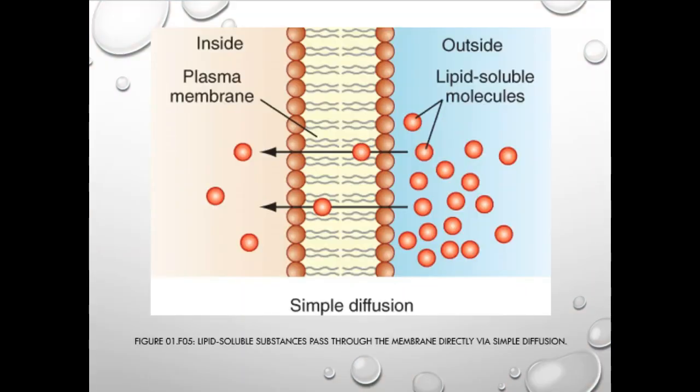Okay? Simple diffusion, we have little fat particles. They can sneak right through the membrane of our cell. And you can see here we have the outside on the right and the inside on the left. If we need to get little fat particles in, they could just sneak right through that cell membrane. Oxygen can sneak through there as well, okay? They could sneak back out if they want to. Simple diffusion. And it's passive because it doesn't use energy.